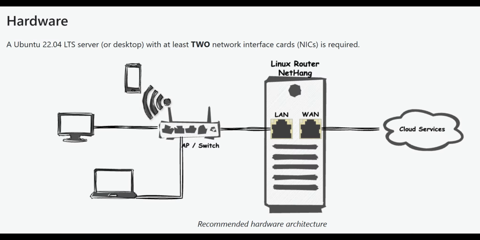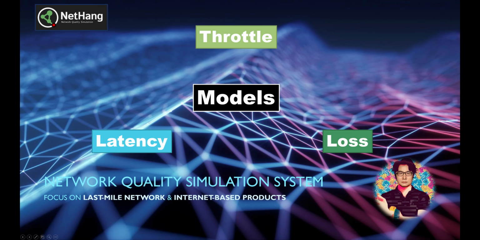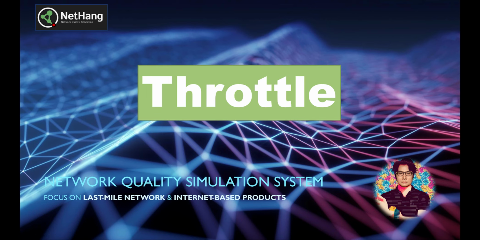With just one Linux machine and 2 network cards, you can easily build a weak network test environment. This greatly reduces the cost of weak network testing. In this video, I will demonstrate the main features in 4 parts: throttle, latency, loss, and models. Let's take a look at the throttle part first.